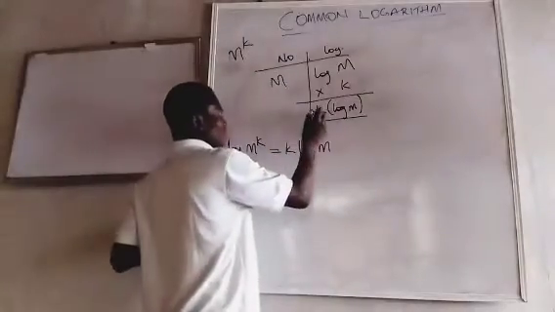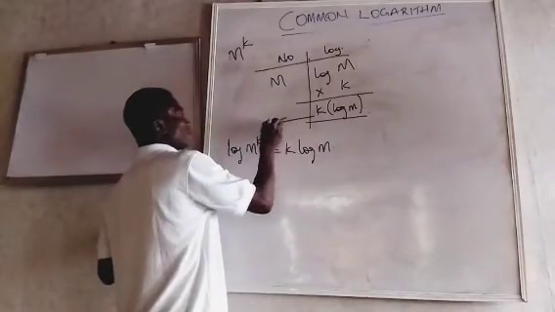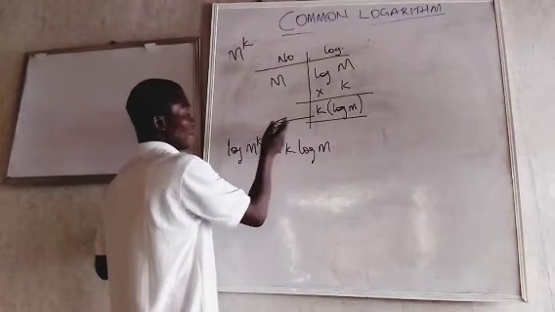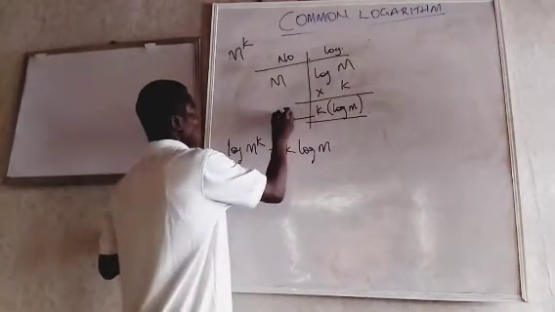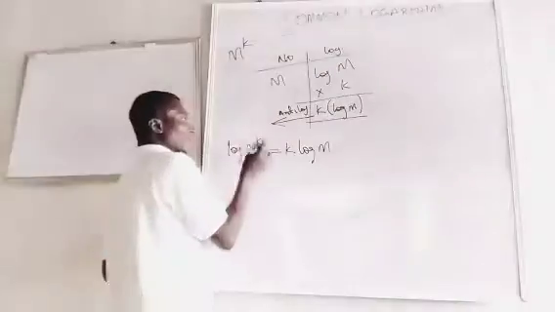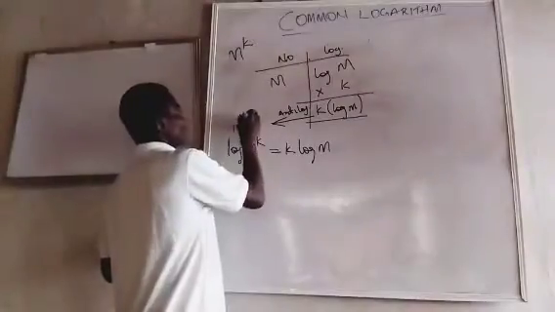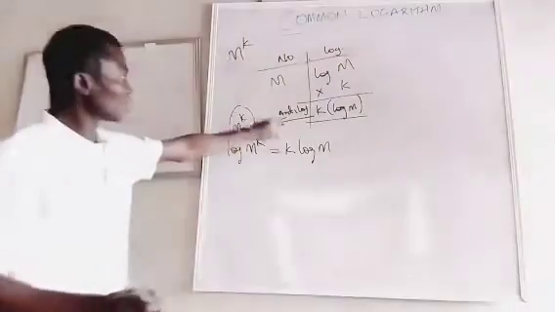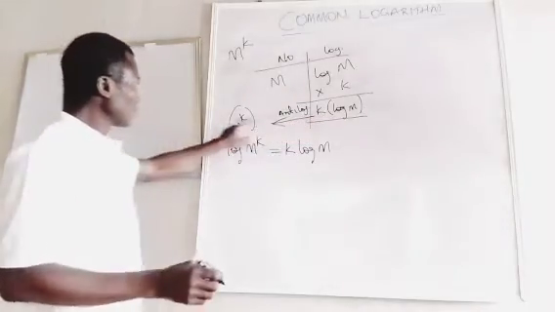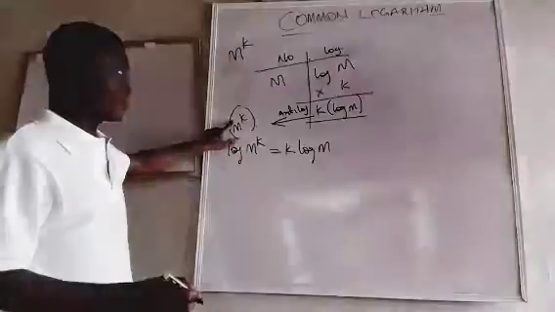Once we have gotten this, we will find the antilog. Antilog will give us the actual answer. So the antilog of this will now give us the real answer we are looking for.